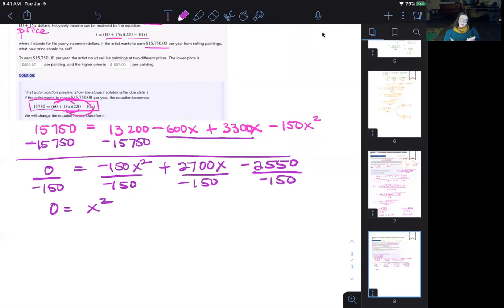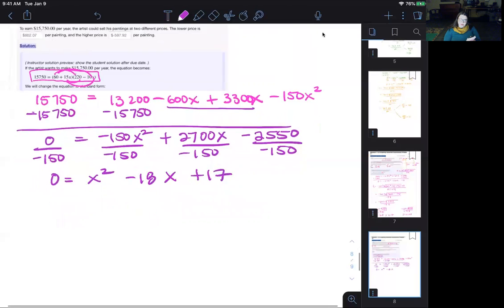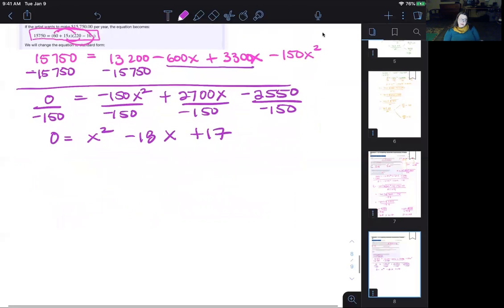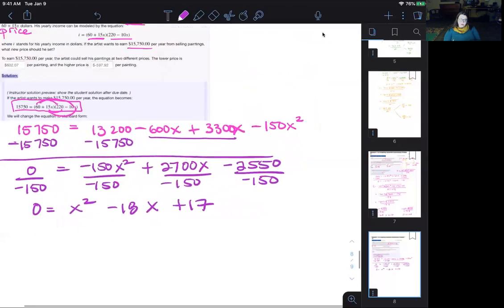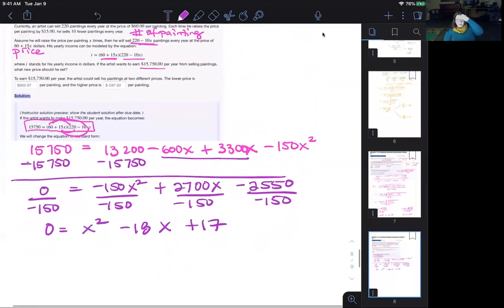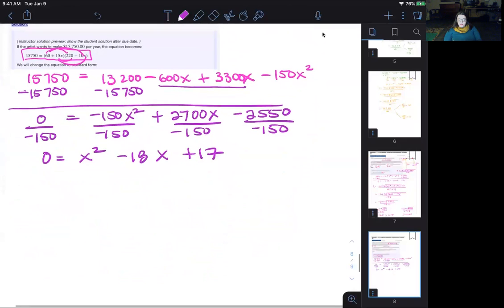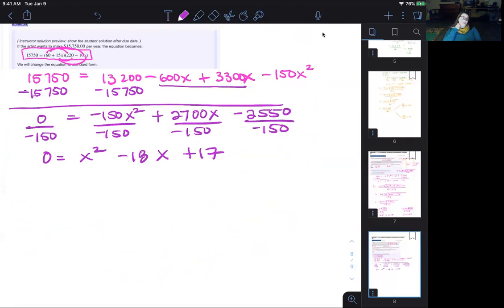Equals x squared, and then this turned out to be negative 18x, and this turned out to be a positive 17. So again, of course you can use the bigger numbers, but like I said, you will get the same answers in the end. And this is something that you're going to find out in Math 95. You can go through and do the quadratic formula. Sure, no problem. I can go ahead and demonstrate that. I have shown it a few times, but I happen to know that this one is going to be factorable.